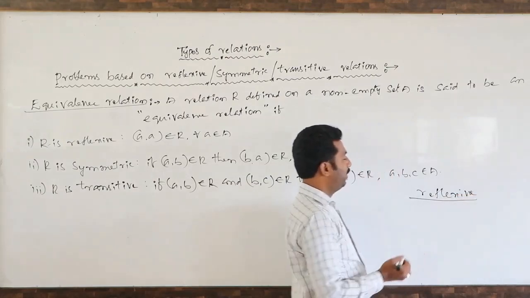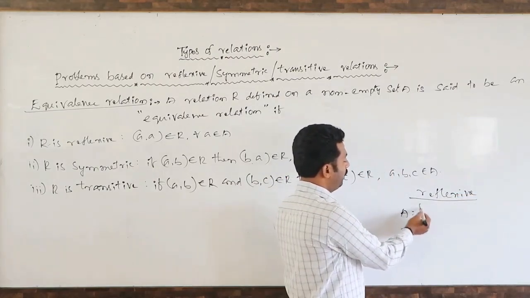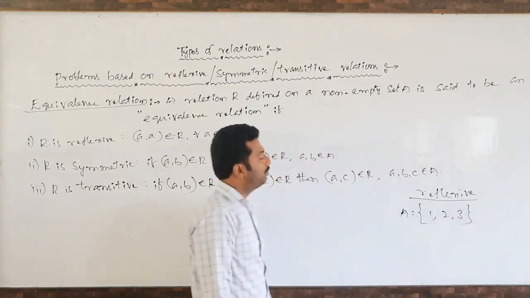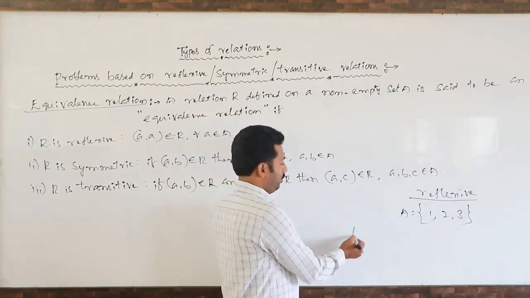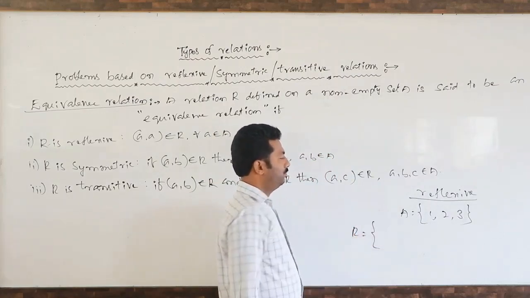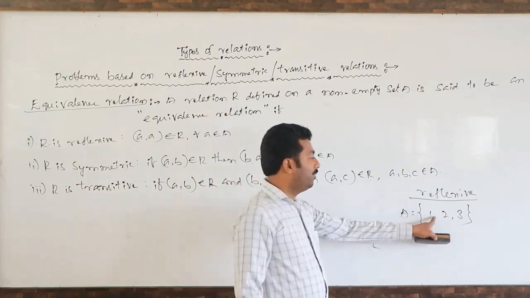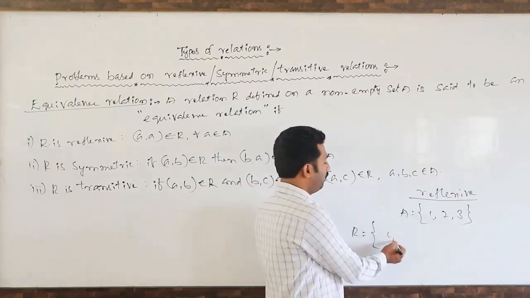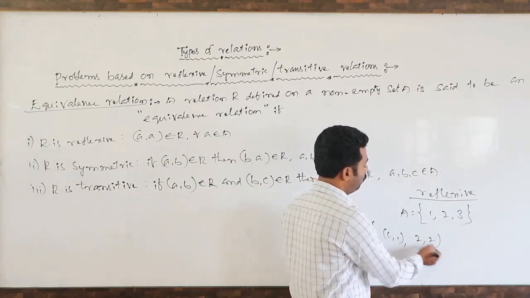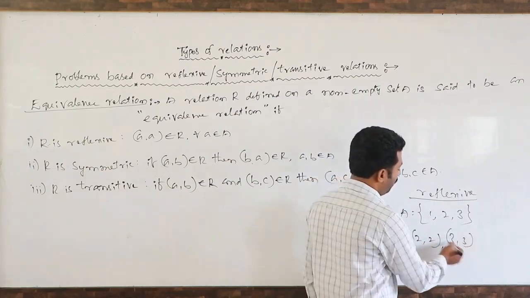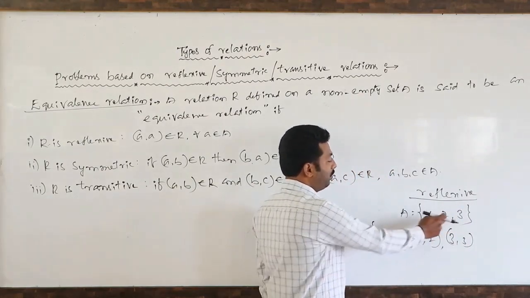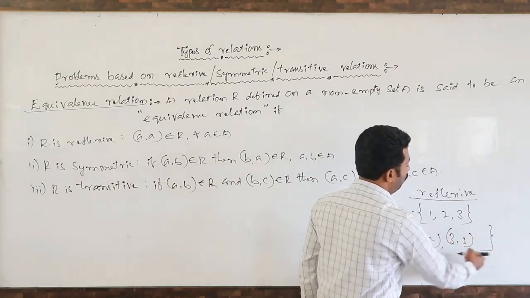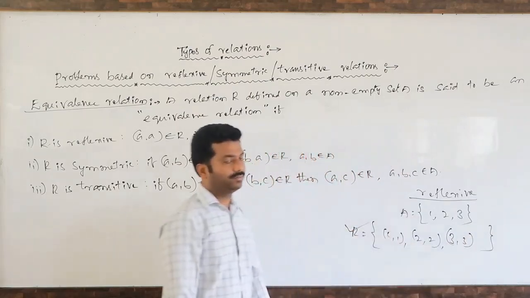A relation capital R defined on a non-empty set, suppose I am taking the non-empty set {1, 2, 3}, is said to be reflexive for every element in capital A should reflect, meaning (1, 1), (2, 2), (3, 3). Compulsory 1 should repeat, 2 should reflect, 3 should reflect. Any extra pairs also no problem, that is a reflexive relation.